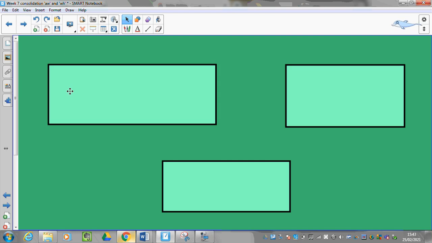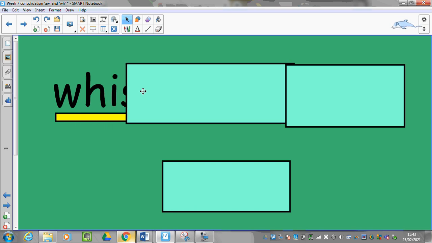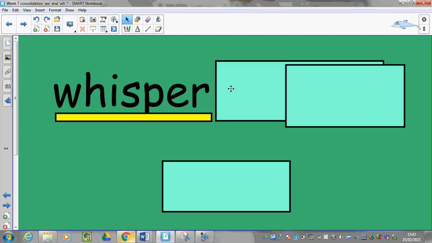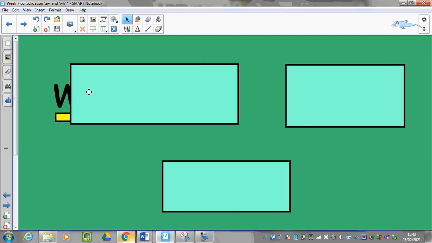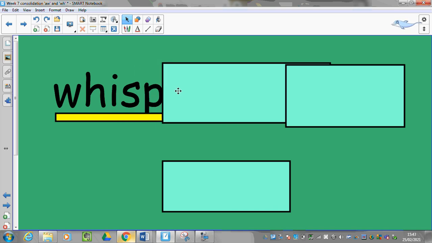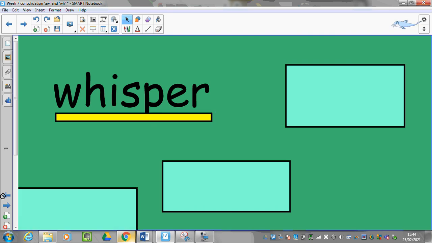So, I have some words hidden underneath here. I want you to have a go at sounding them out and blending them together without me, first of all. Let's have a go. They've all got the W phoneme in. Okay, nice work. I'm going to do this one quietly. What's my word? Whisper, well done.